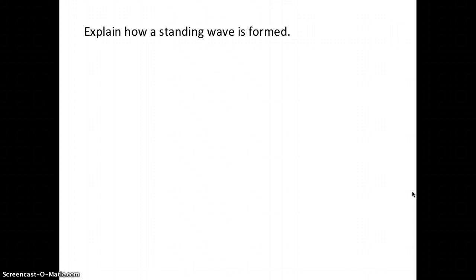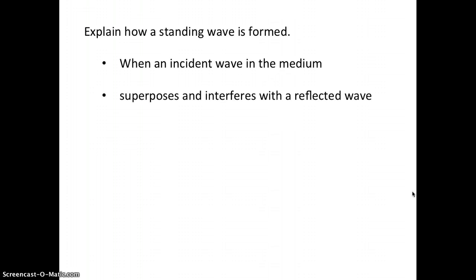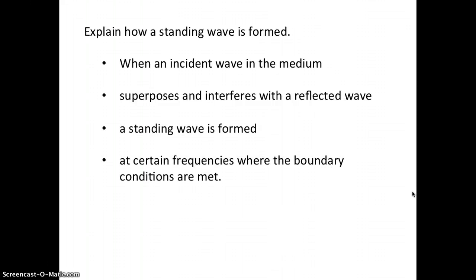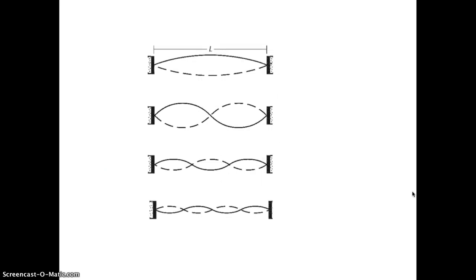Explain how a standing wave is formed. This question might be asked, or it might say, explain the formation of a standing wave. Whenever there's an incident wave in a medium, which superposes and interferes with a reflected wave, a standing wave is formed at certain frequencies where the boundary conditions are met. Here's a string which is being caused to vibrate at the first 4 standing wave frequencies.